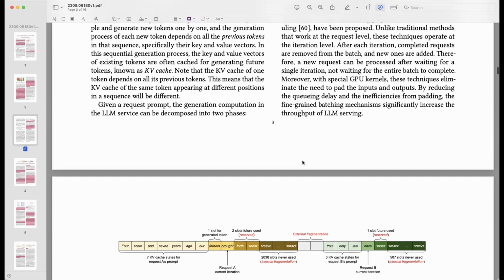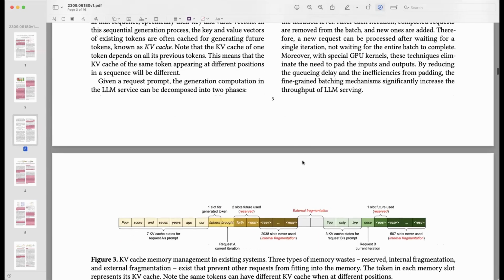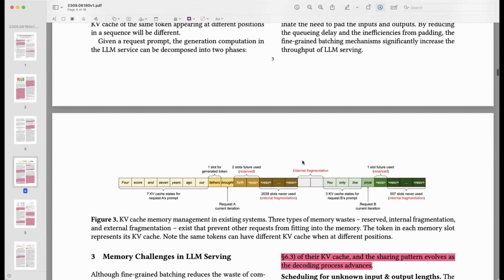And so then, like Neha said, you can take a page from virtual memory, and then you always allocate KV cache in, say, chunks of 16 tokens. And then you'll never have external fragmentation because everything is always going to be in equal size chunks. You still have a little bit of internal fragmentation, but it's only up to 15. It's not so bad.